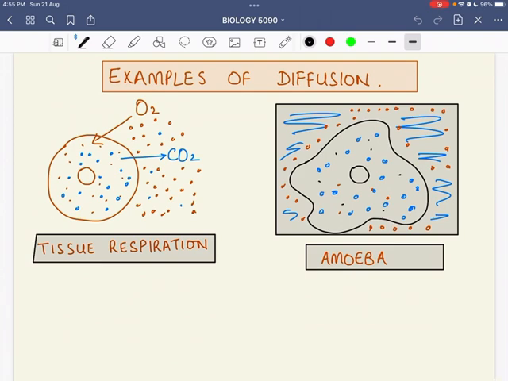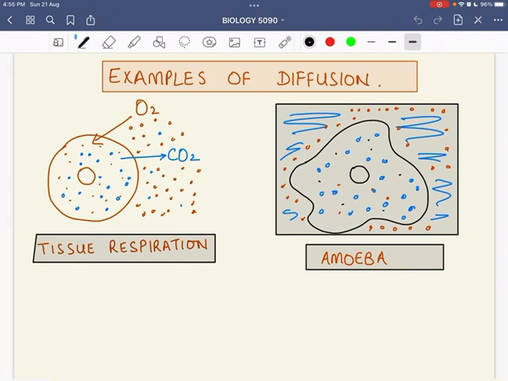In front of you, you can see two examples. One is that of any random cell from the body of a living organism in which tissue respiration is taking place, and it can show you that for the tissues to respire, oxygen needs to enter into the cell and carbon dioxide, which is a waste product, needs to move out of the cells. So both these gases can move in or move out because of their concentration gradients.